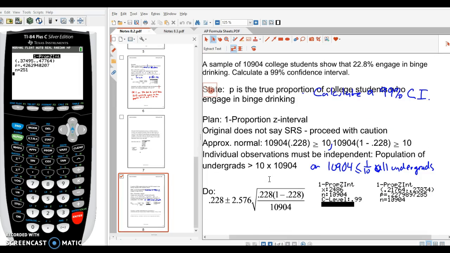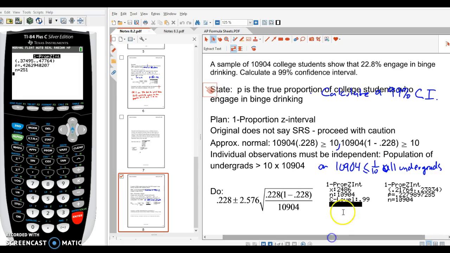Okay, here is a second example. If you want to pause the video here, you can, and try seeing if you can understand the work that was done here. Okay, so the second example in the book: almost 11,000 college students surveyed show that 22.8% engage in binge drinking. Calculate a 99% confidence interval for how many of all college students engage in this behavior.